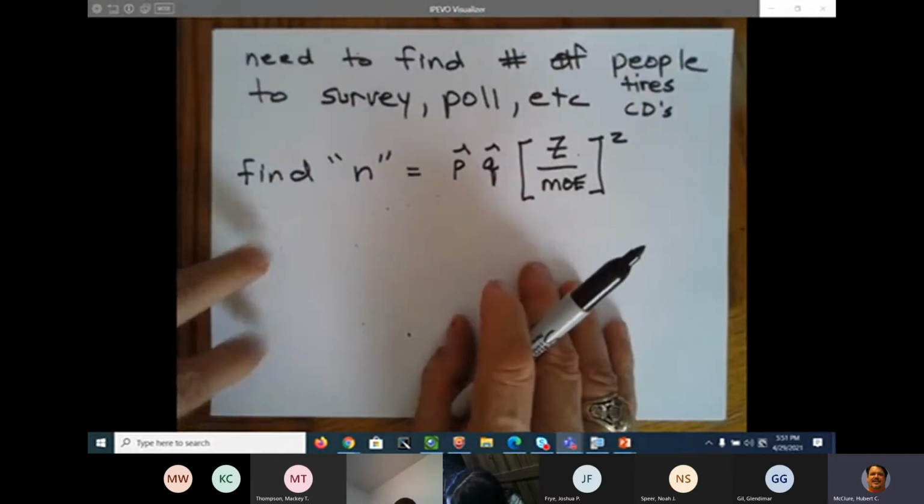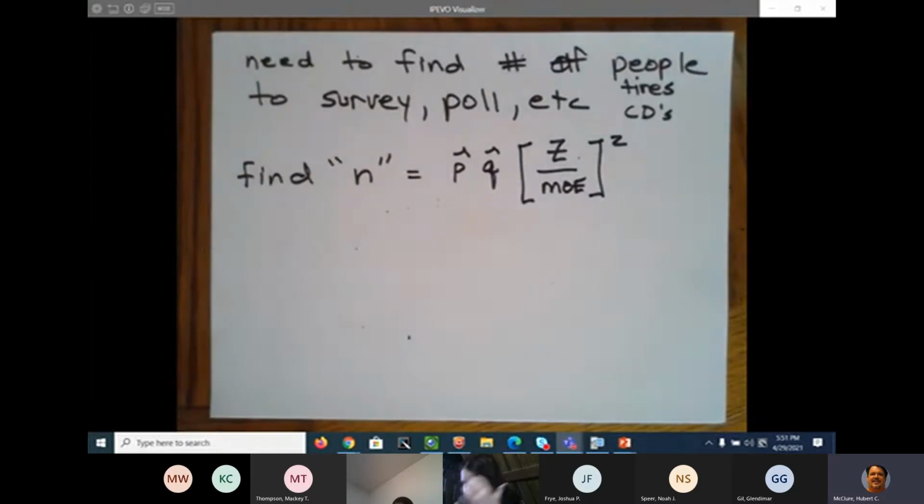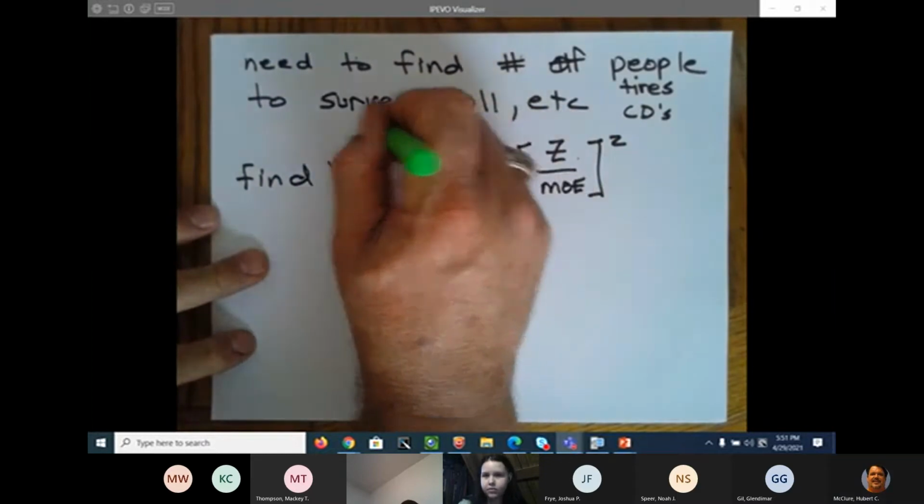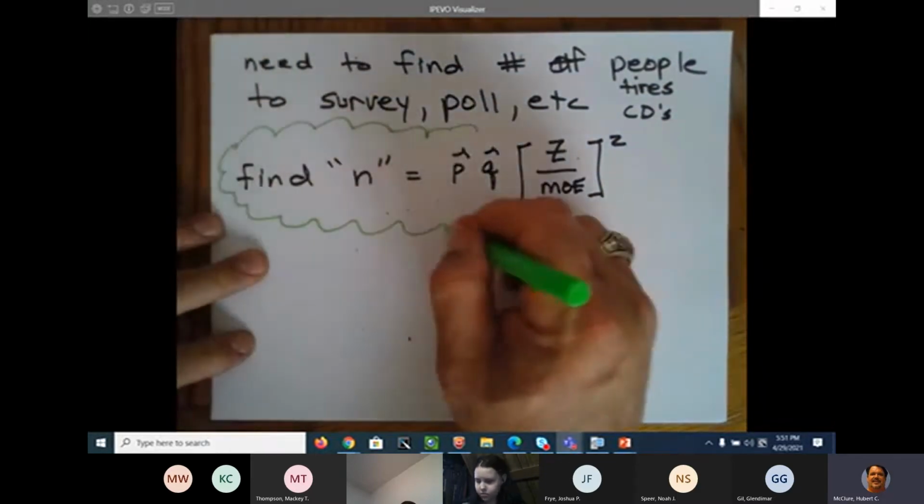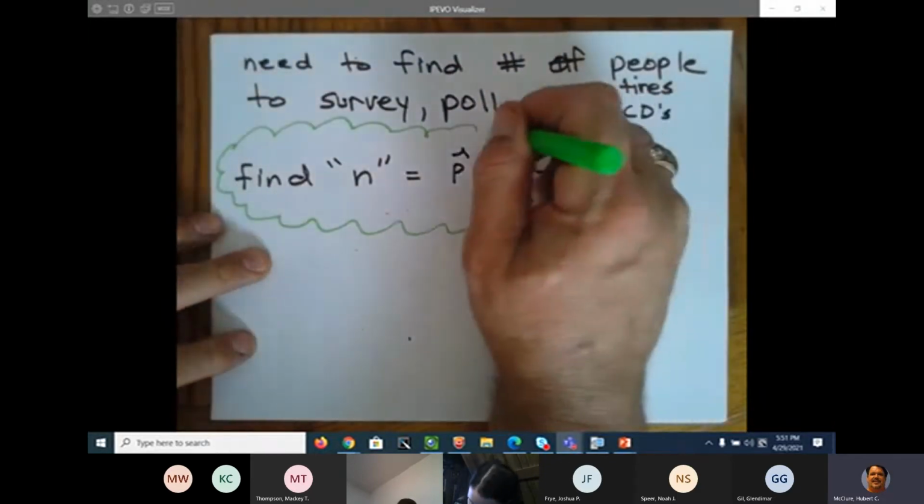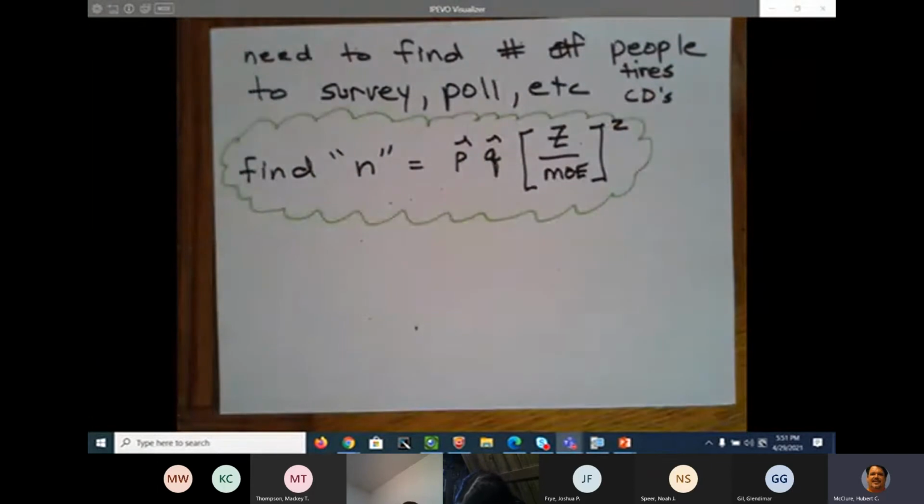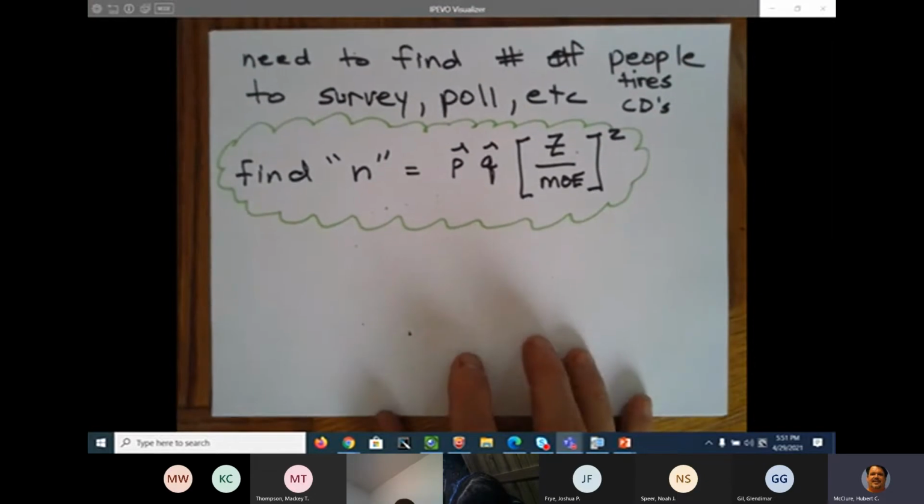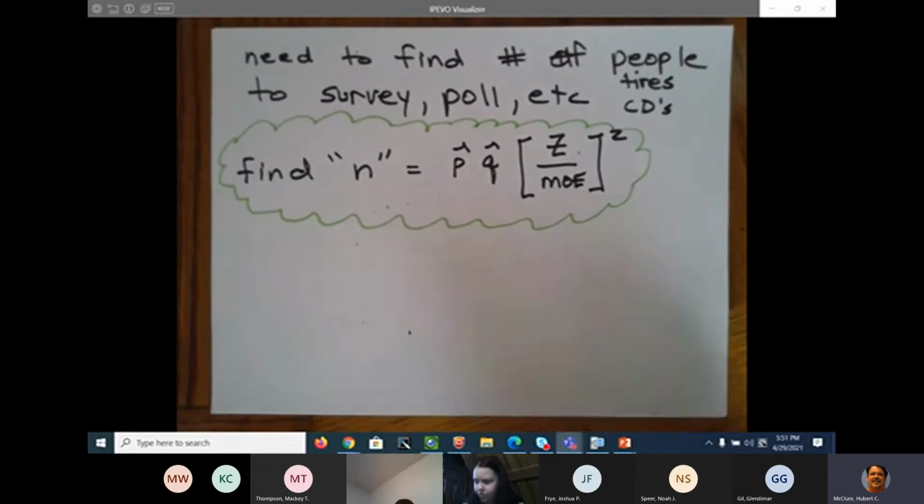Okay, so there's the formula. I'm going to circle this in green because it's very important. So I'm going to write a cheat sheet for you for the test, and you can use it for the test.